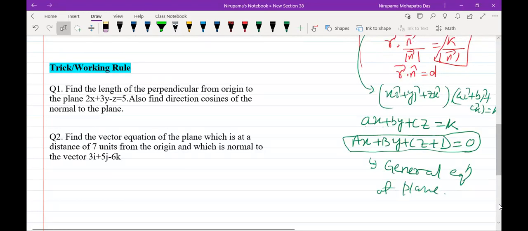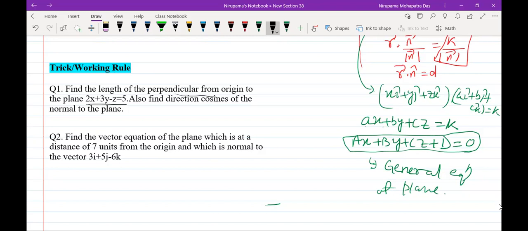So first one is find the length of the perpendicular from origin to the plane. Length of the perpendicular from origin to the plane means what? Find the length of D. The plane is given by 2x plus 3y minus z equal to 5. Also find direction cosines of the normal to the plane.